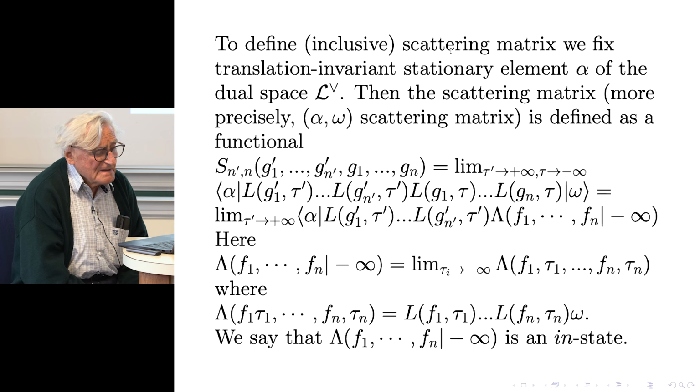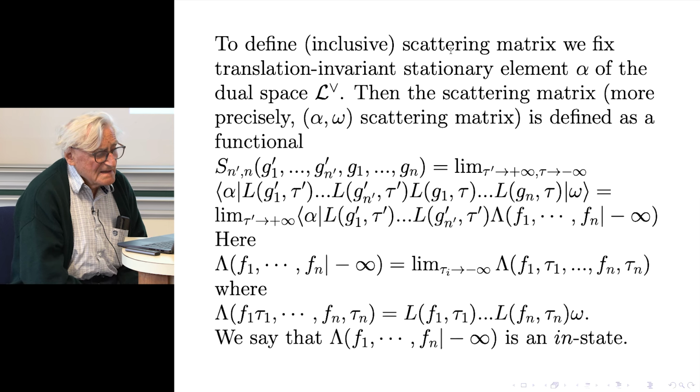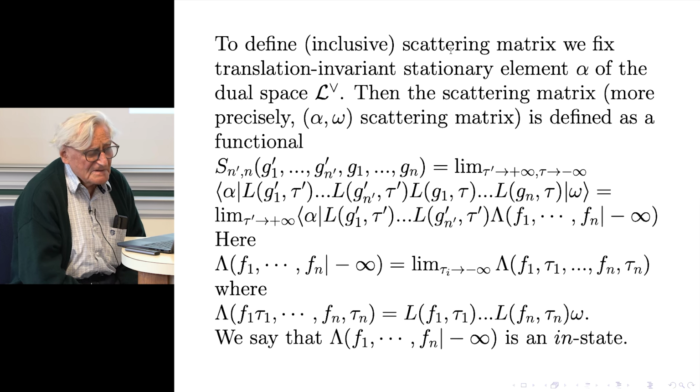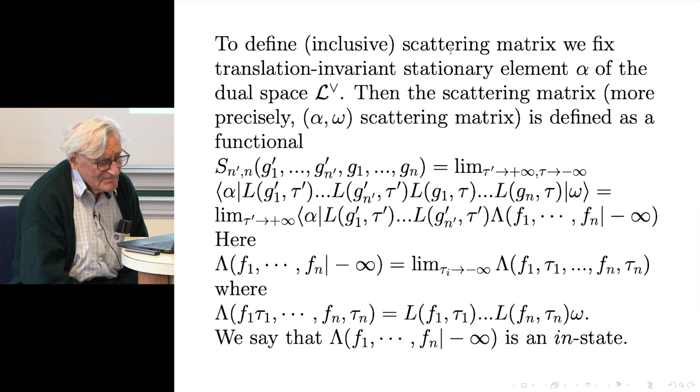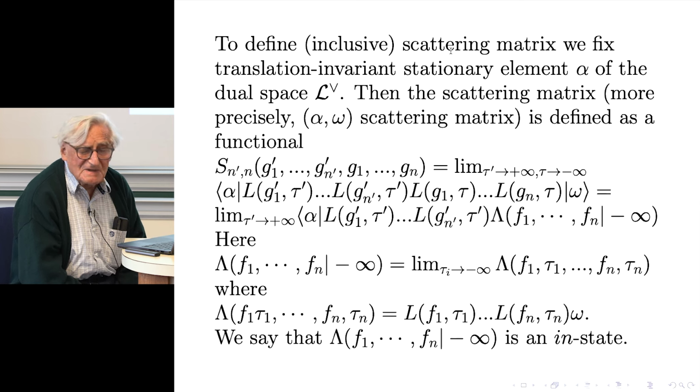these operators L that really depend on tau and tau prime. And I will take tau prime tending to plus infinity, tau tending to minus infinity, some formal operations. And this limit is by definition the inclusive scattering matrix. And I can explain why this is an inclusive scattering matrix, and I can explain why this limit does exist.